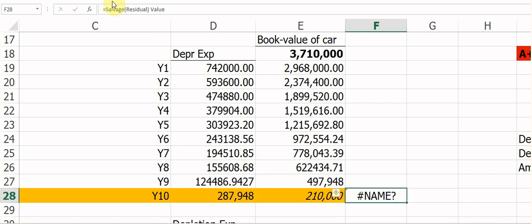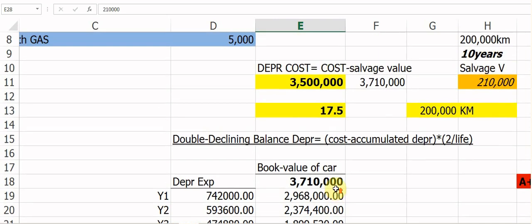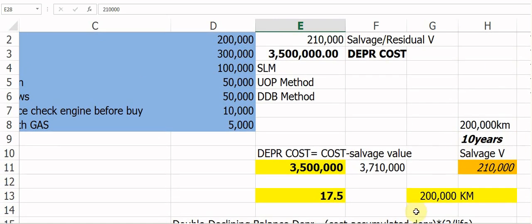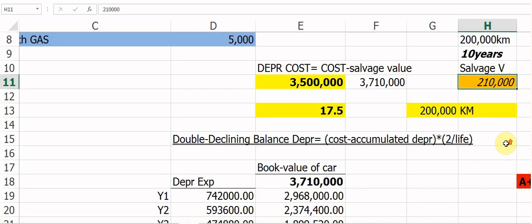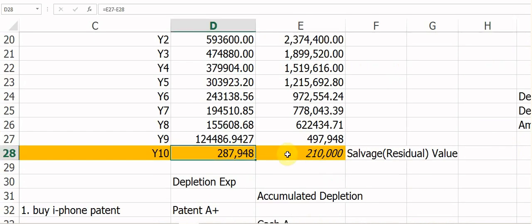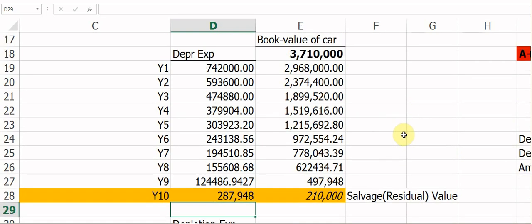Okay. So that 210 is what we had said earlier in our other 2 examples. So this number, I'm going to do this minus that to get this. So this is what my depreciation expense needs to be in year 10, so that my final book value at the end of year 10 will be my salvage residual value. Okay. So those are the 3 methods for depreciating out an asset.